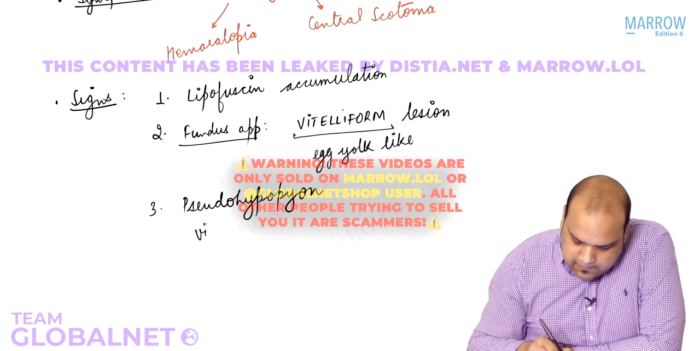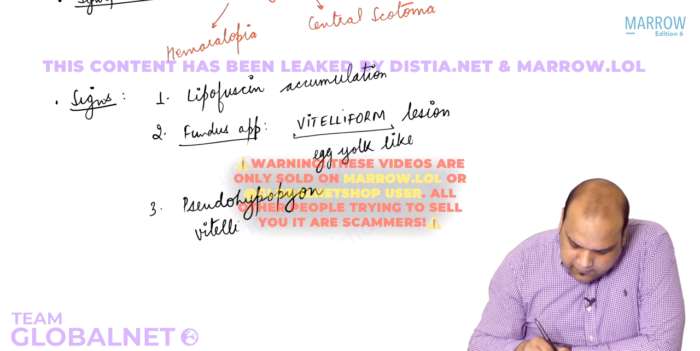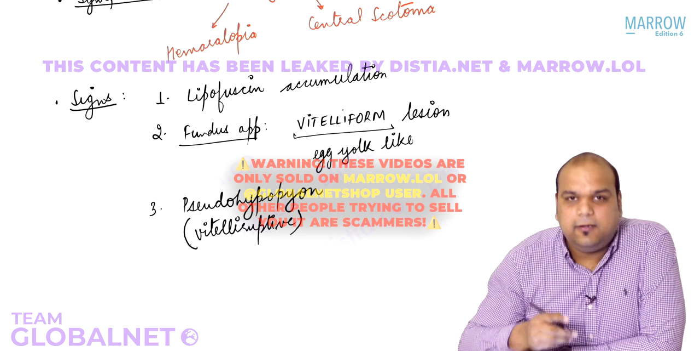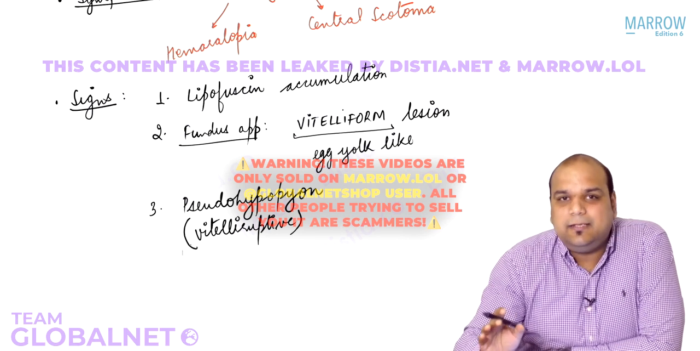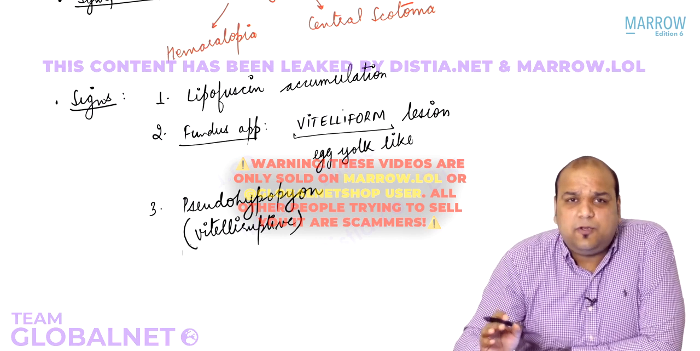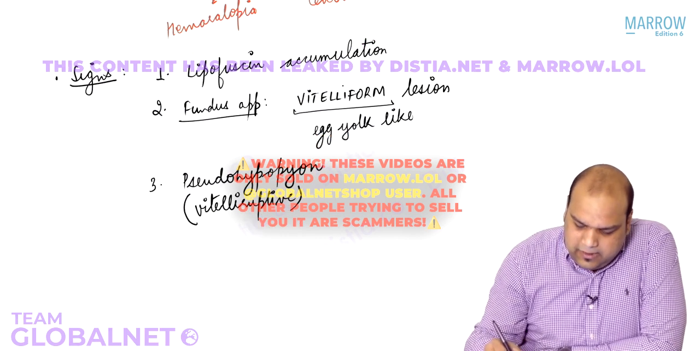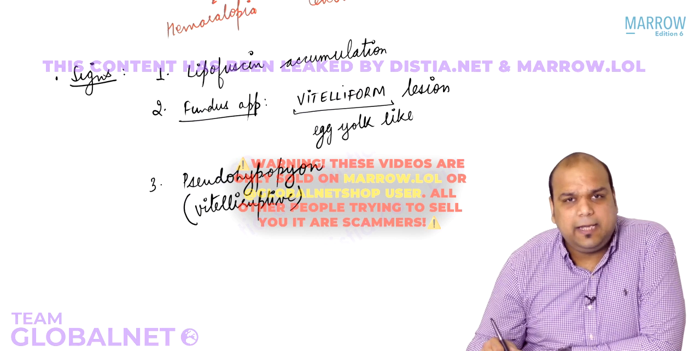This stage is known as vitelliruptive stage. As I explained, the egg yolk has burst, vitelliruptive stage. Am I clear? So these are the three important signs of a case of Best macular dystrophy. One very classic simple photograph to be able to diagnose.